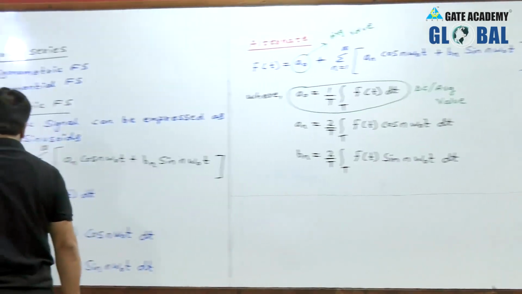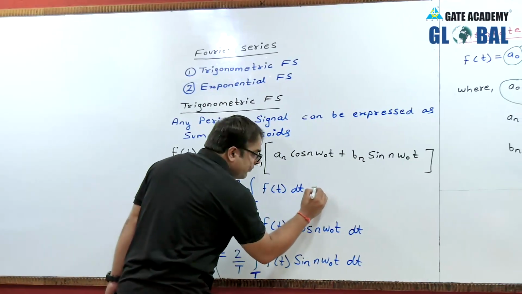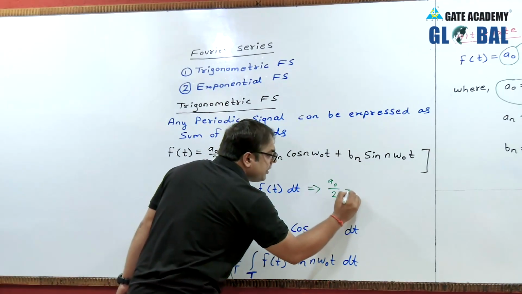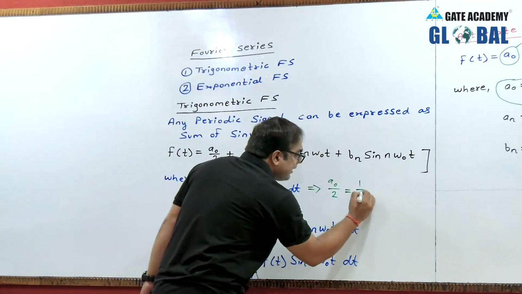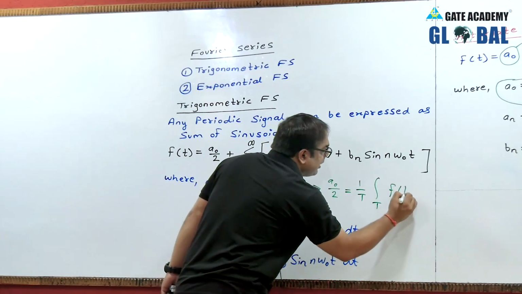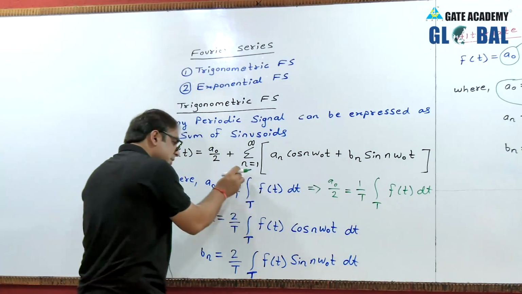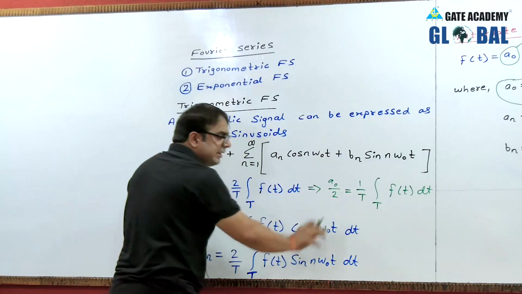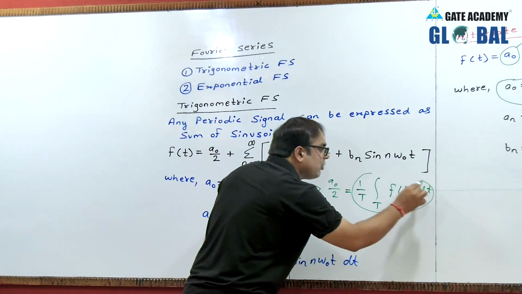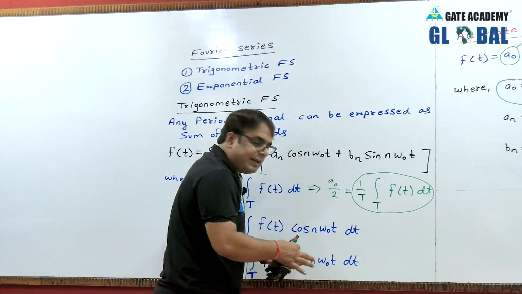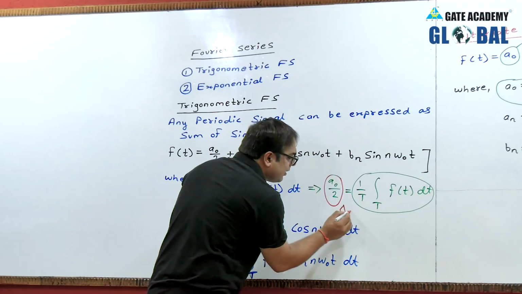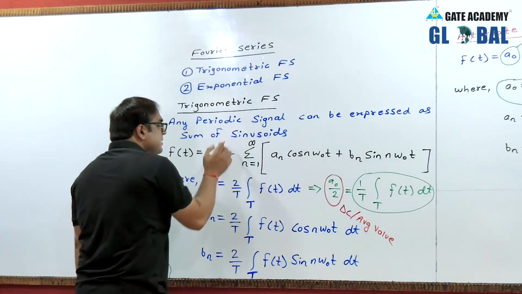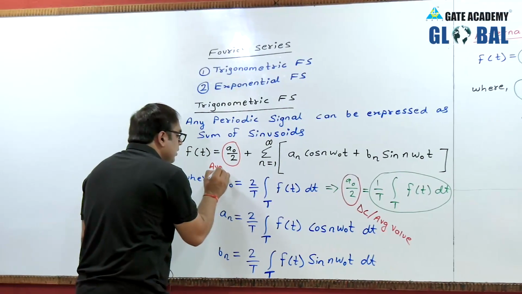Now you come here. In this expression, if I go to the next step, this 2 I am writing here. So this will become a naught upon 2 is equal to 1 upon T integration over a time period T f of t dt. Simple step: this 2 I am replacing at this position. This 2 was here, I have written it here. Again, this is the expression of what? DC value or the average value. So this a naught upon 2 is your DC or average value. So this a naught upon 2 is my average value.